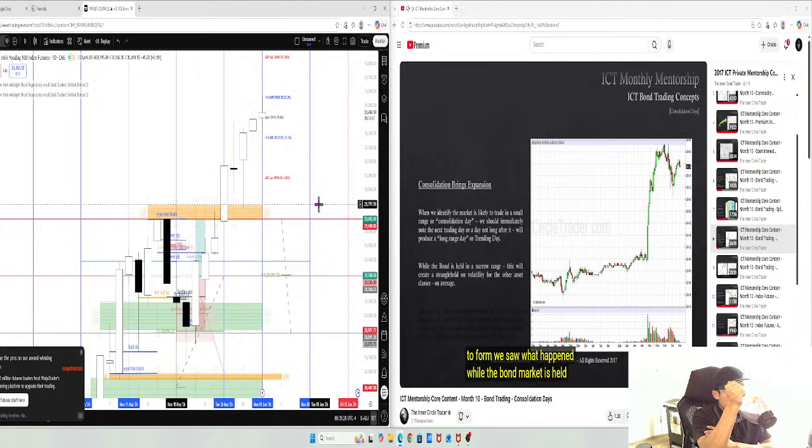While the bond market is held in a narrow range, this will create a stranglehold on volatility for the other asset classes on average. So just because the bond market is in consolidation doesn't mean it's going to be the wild, wild west in the Japanese yen or the Swiss franc, or craziness in the crosses. Don't think that way. If you're going to be working with a professional mindset, that means that you have a faith in knowing there's a probability of the market doing this or that.